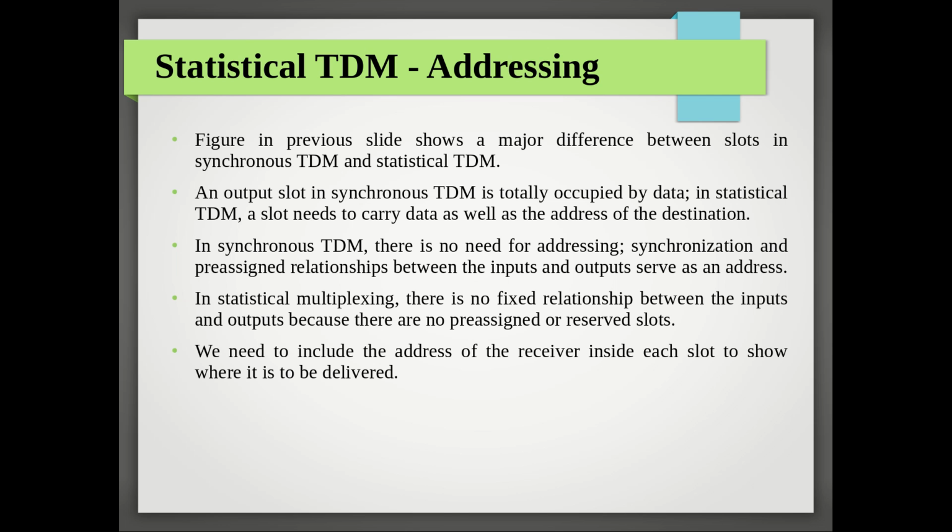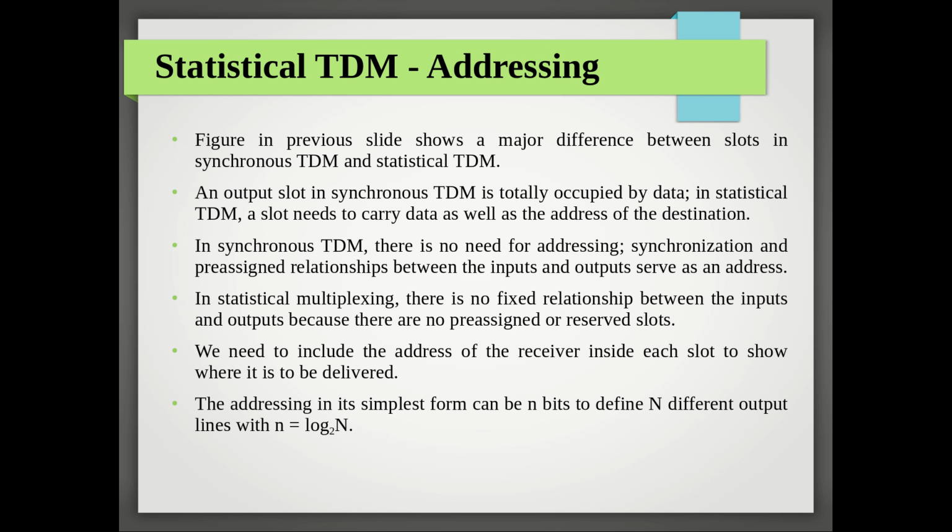So we need to include the address of the receiver inside each slot to show where it is to be delivered correctly, because each slot is given for a source and we need to know where that information is to be delivered. So that destination address also we will keep with each and every source within a frame. And the normal concept of address I already told you. If there are 8 input lines, 3 bits; 5 input lines, again 3 bits. So how are we getting that?